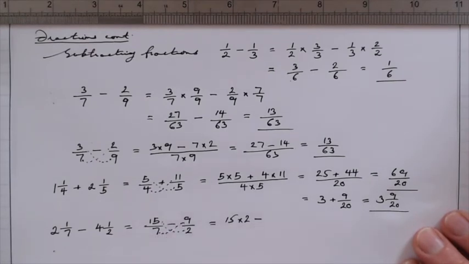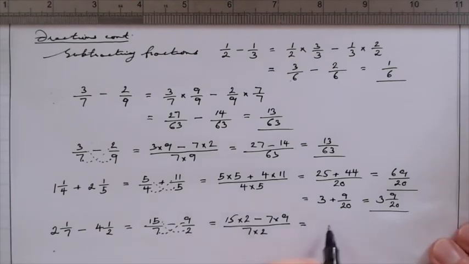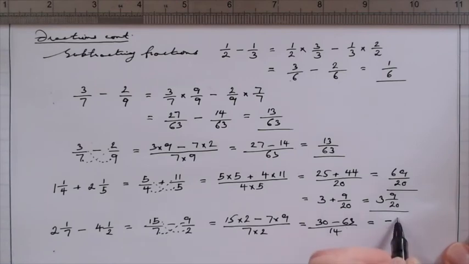Take this number upstairs, 7 times 9, all over 7 times 2, which is equal to 30 take away 63, all over 14, which is negative 33 over 14, and that would be the answer.